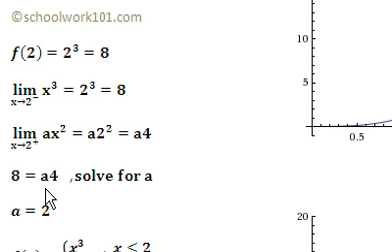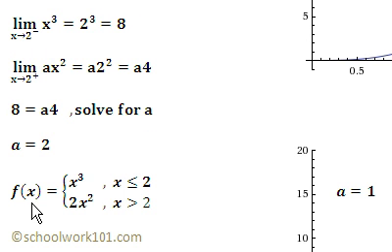So we set them both equal, we solve for a, and we get a is equal to 2. Therefore we could write it out now that f of x is equal to, this is our piecewise function, x cubed if x is less than or equal to 2, and 2x squared. So for that a, we put our 2 in where x is greater than 2. So this is now a continuous function at x equals 2.